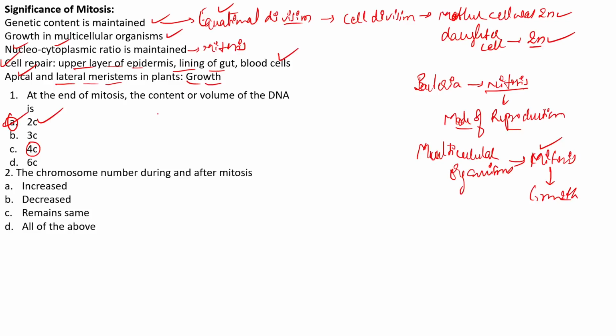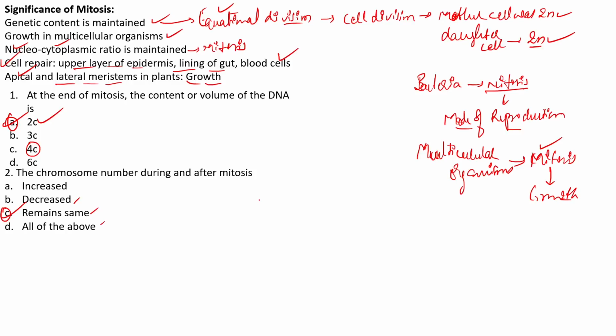Next one, the chromosome number during mitosis and after mitosis is: increased, decreased, remains the same, or all of the above. We know it remains the same. Even during mitosis and after mitosis, you see that.